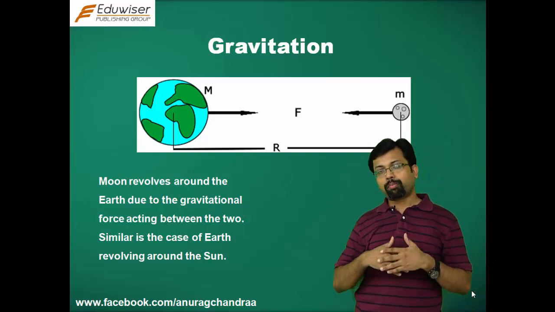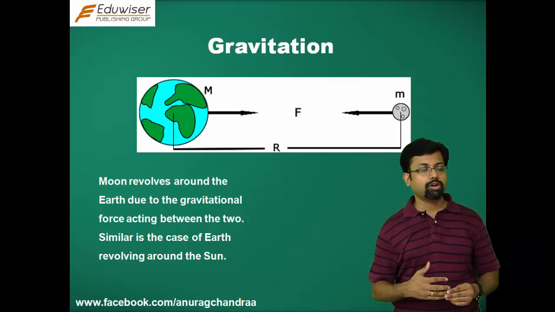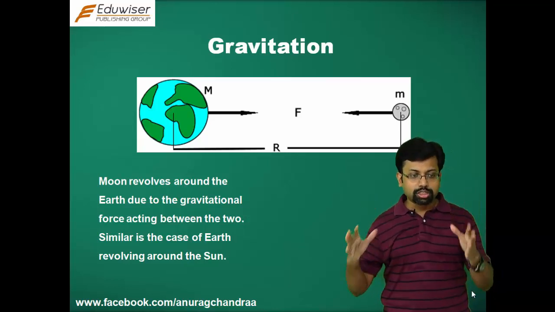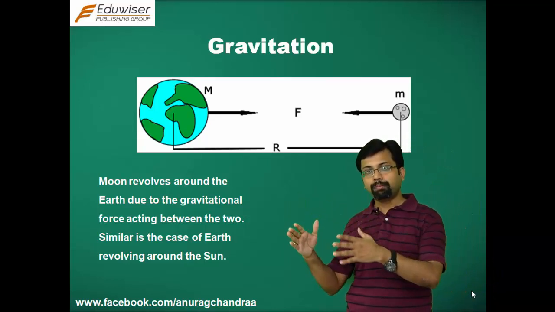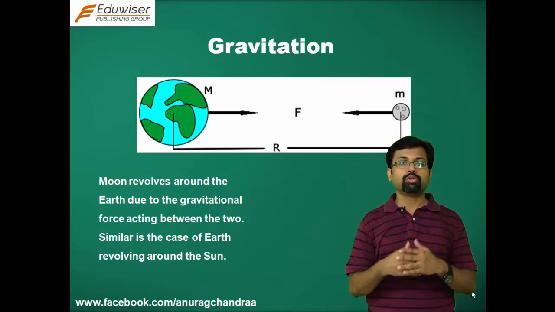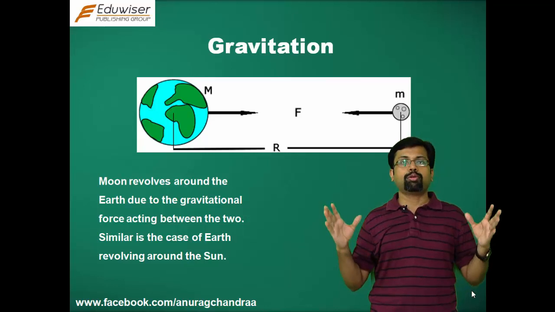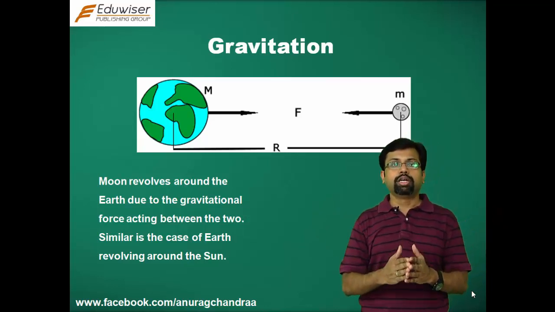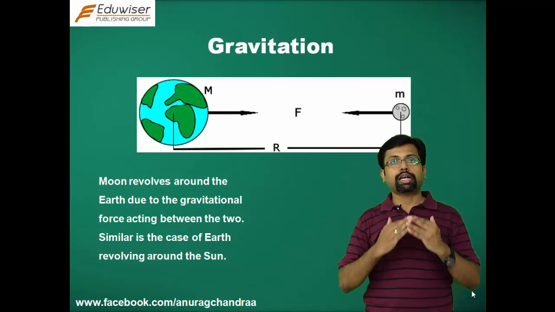So this is true for planetary objects, and Newton formulated his law saying that it's not just applicable to planets and the stars, it's also applicable to individuals, human beings, to everything that's there in the universe. Any two objects are going to attract each other with a force that is called the gravitational force.